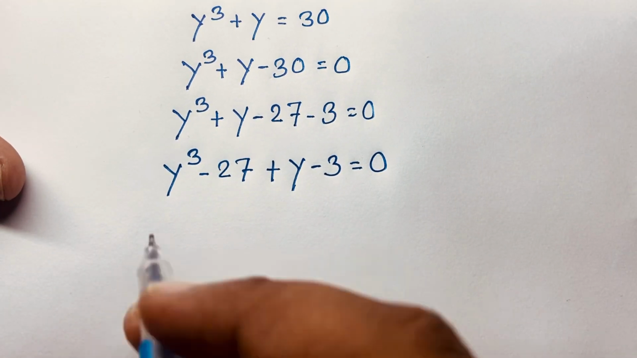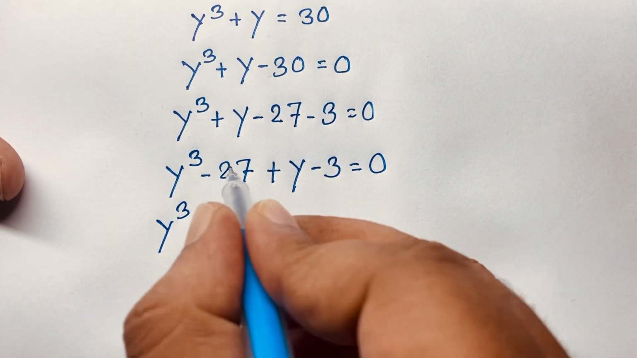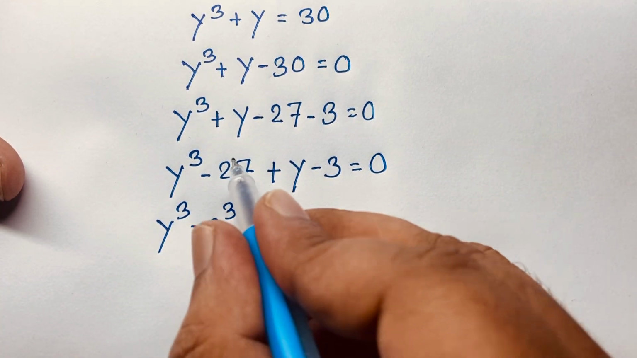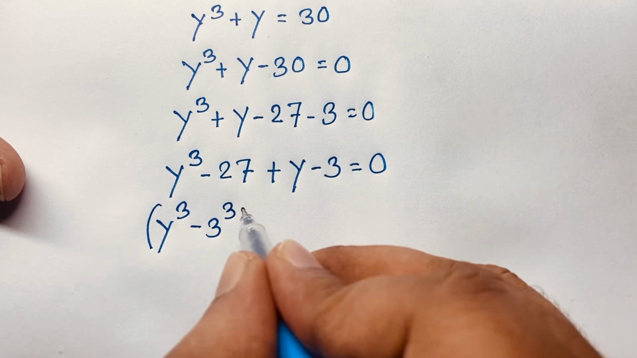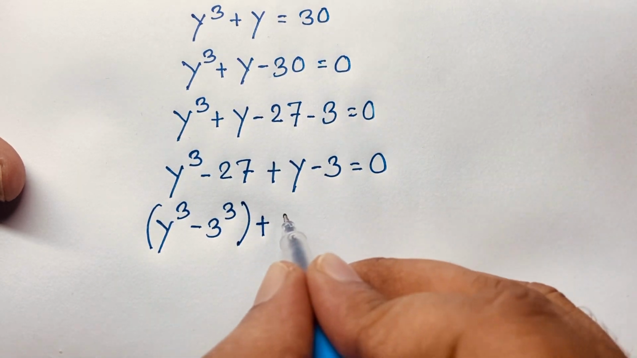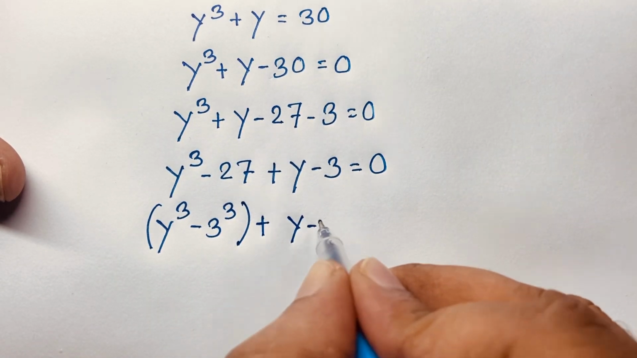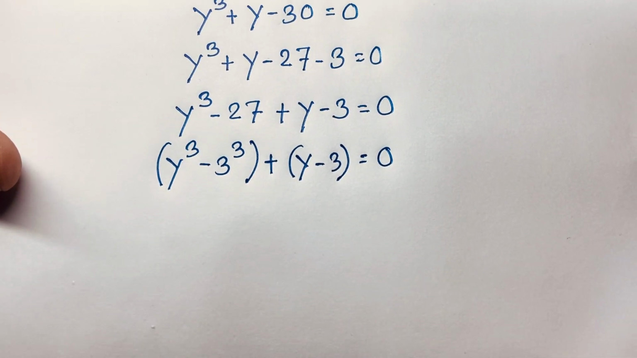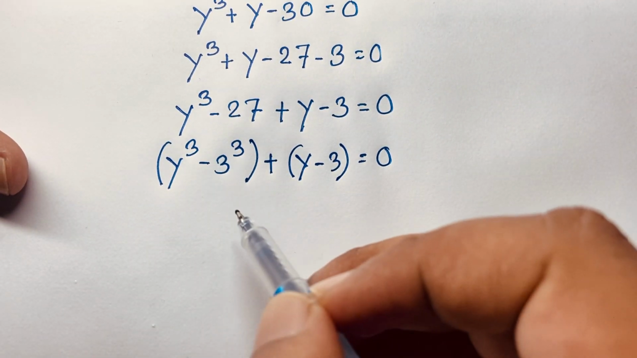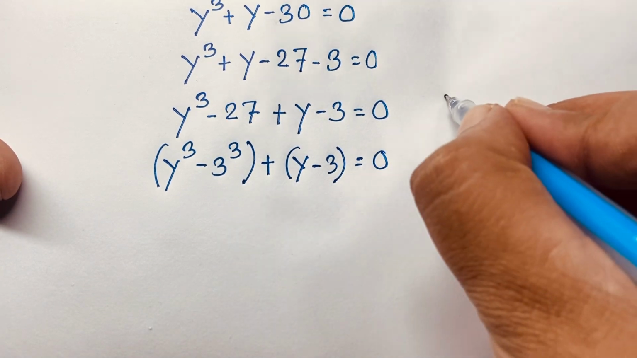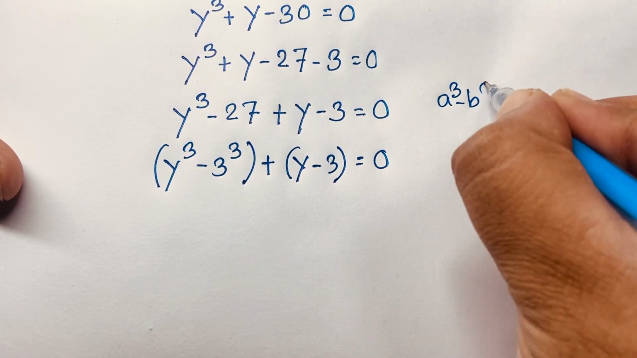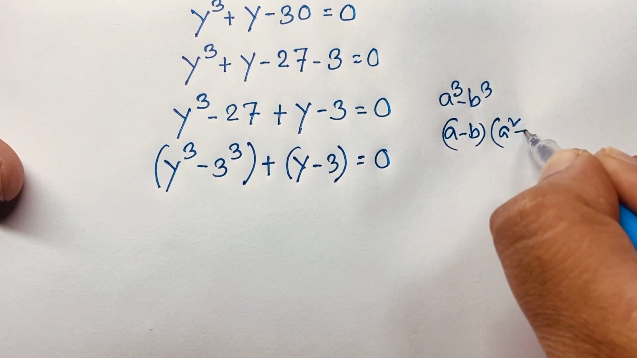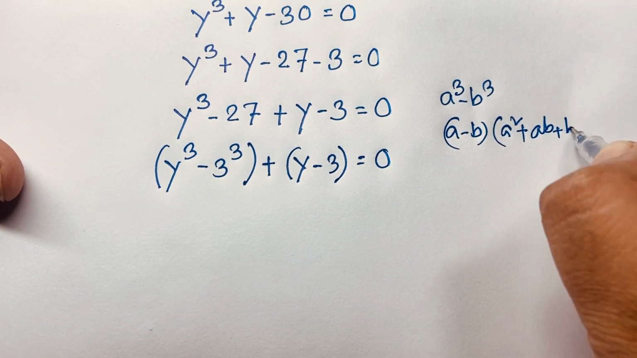Now here y to the power 3 minus 27 will be y to the power 3 minus 3 to the power 3. You know that 3 to the power 3 is 27, plus in brackets, here 1 is common, so it will be y minus 3 is equal to 0. Then you know the formula for a cube minus b cube. This formula is a minus b times a square plus ab plus b square.